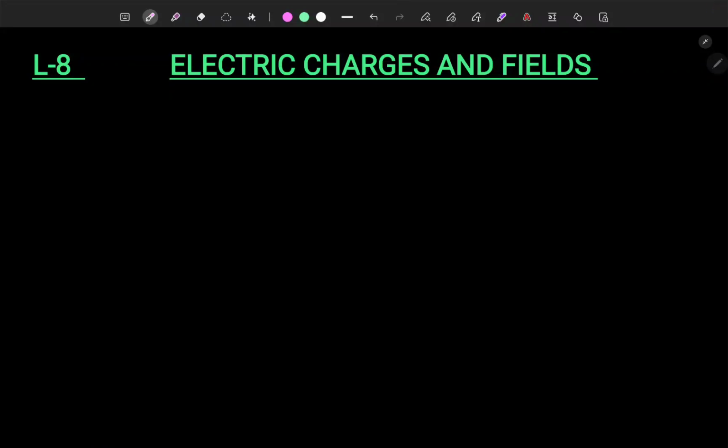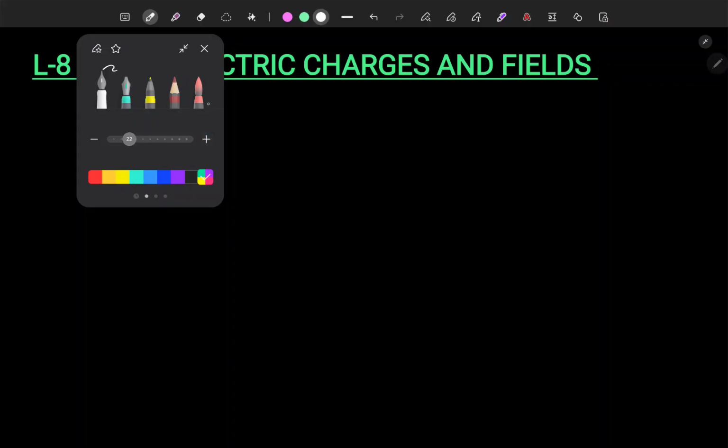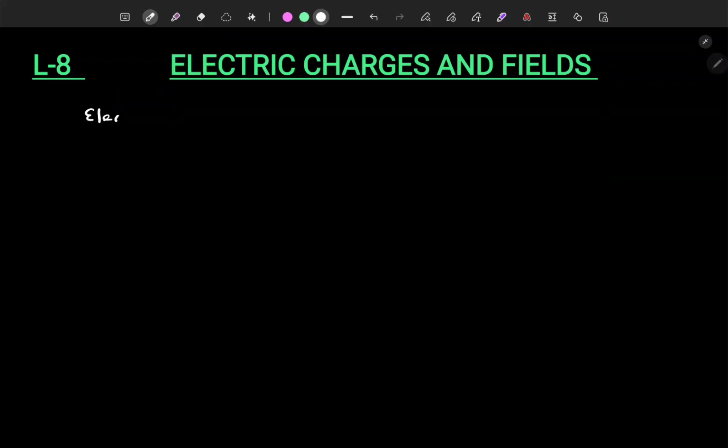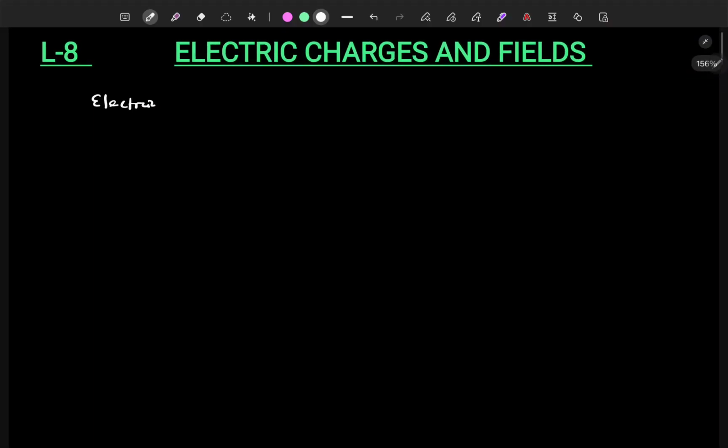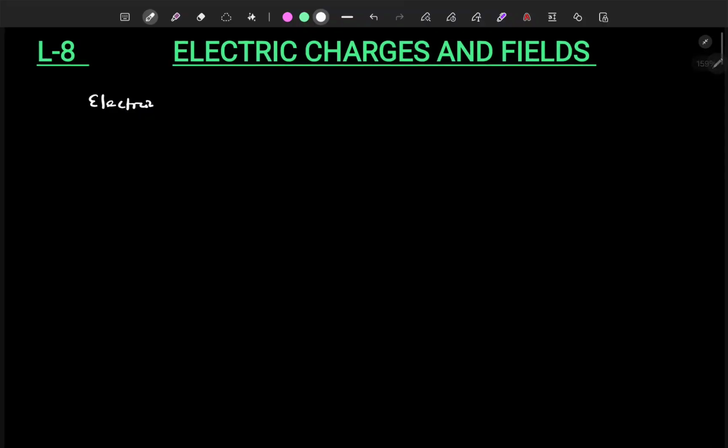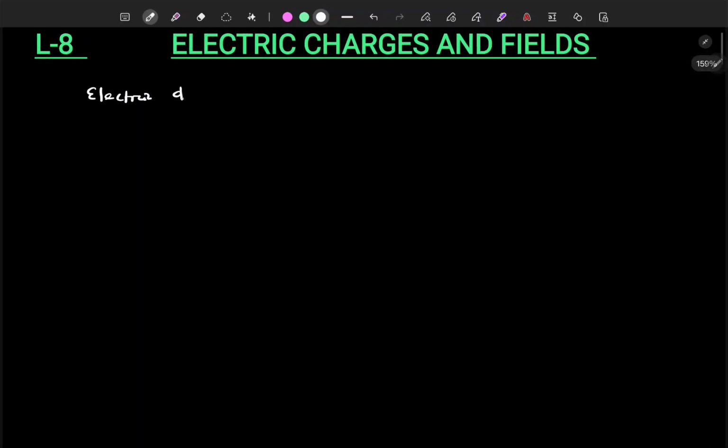Hello everyone, this is our lecture number 8, and in this lecture we will discuss electric dipole and electric field due to electric dipole. So first thing is, what is electric dipole? Remember, electric dipole consists of two equal and opposite charges separated by a small distance.